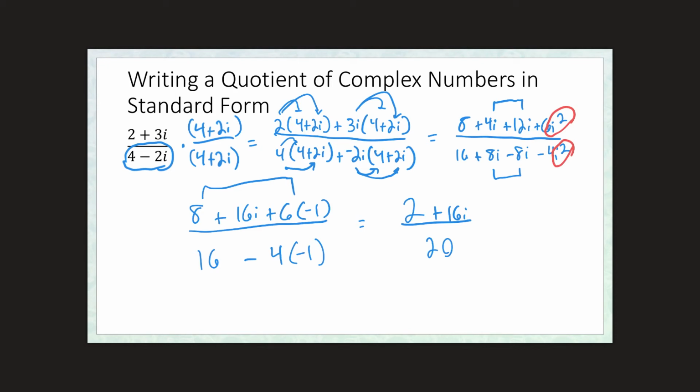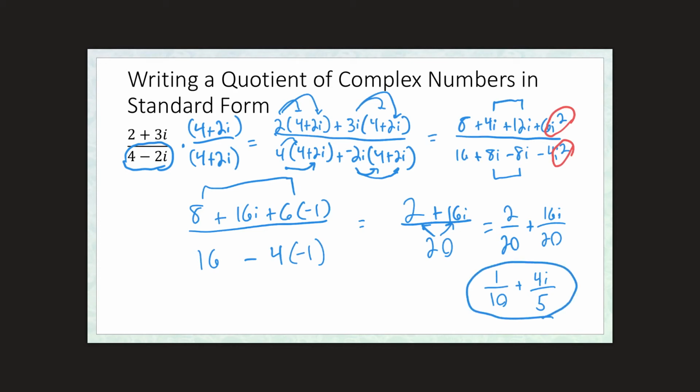Now, a lot of the time, people stop here. I am going to distribute the bottom to both of these. So it'll be 2 over 20 plus 16i over 20. And reducing that, it will become 1 over 10 plus 4i over 5. And that's about as simple as I can make it. It is written in standard form, and it looks great. We divided. Nice job, everyone.